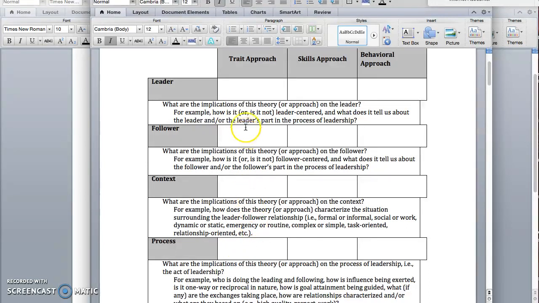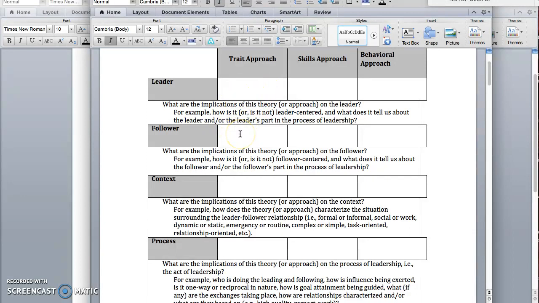Now, in the trait approach, you're going to have more information on the leader because it's highly about the leader, and mostly about the leader. So as you come to this square, you're going to put in the implications for the leader. Leaders need certain personality characteristics, and you may identify some of the ones that are needed. And Northouse explains some of those, and you could talk about the strengths and the advantages of that. I'll make some notes here.